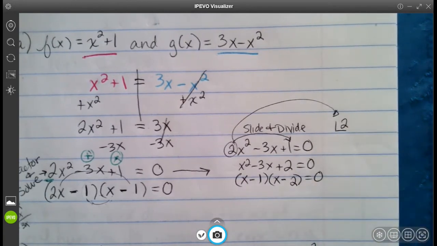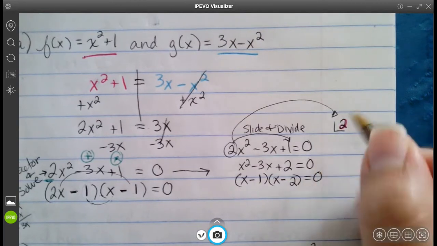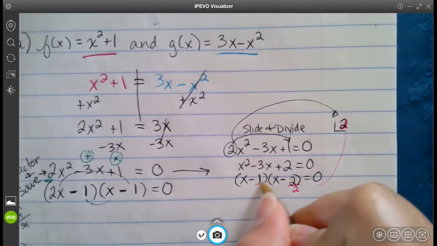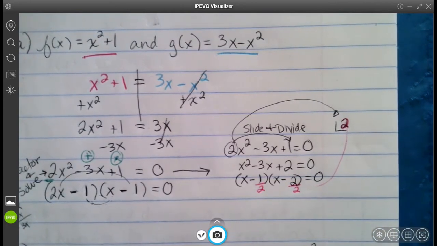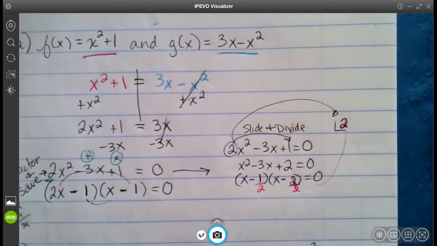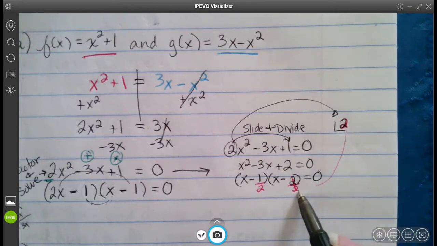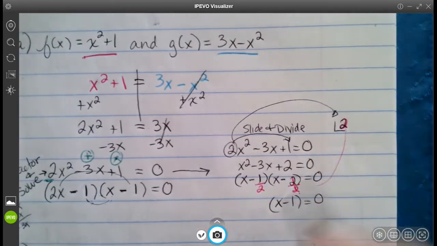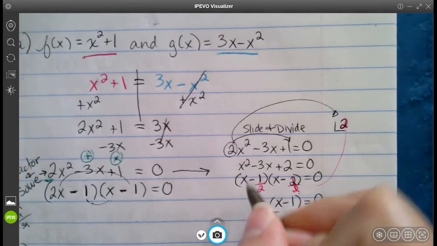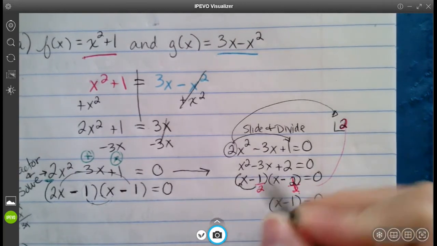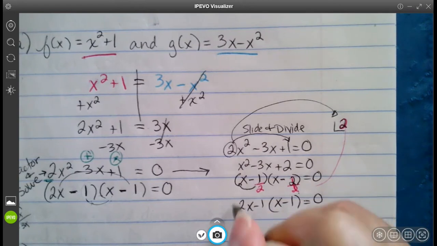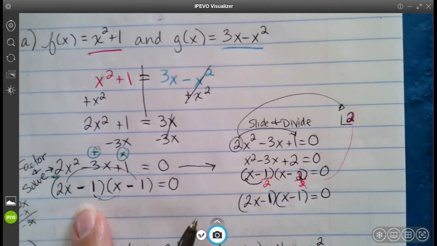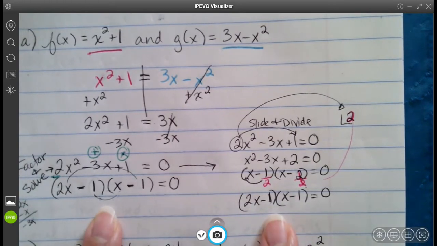You're going to bring back this 2 now. So the 2 that I was holding on to here in the corner, we're going to bring back and we're going to divide. That's why it's called slide and divide, okay? So what happens is we can reduce this part, because 2 divided by 2 is just 1, so it's going to be x minus 1. Okay, and this guy can't stay there, so we need to move him back up to the front. So it's 2x minus 1. And if we notice, this is exactly what I got over here. So these two methods are going to work.